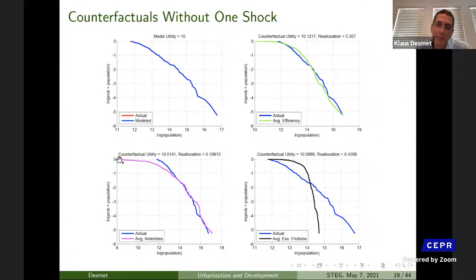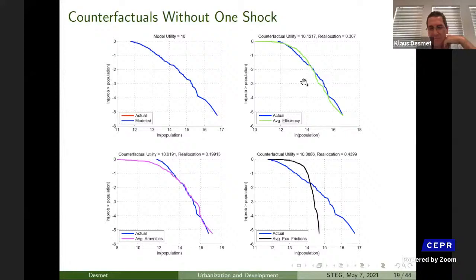The purple one here at the bottom left is what the city size distribution would look like if all cities had the same amenity levels. And the black one is what the city size distribution would look like if all cities had the same level of excessive frictions. So what you see is a couple of things. For example, if you look at efficiency, the city size distribution doesn't look that different. There's a little bit more smaller cities, but on the top part of the distribution, you don't really see a very big difference.